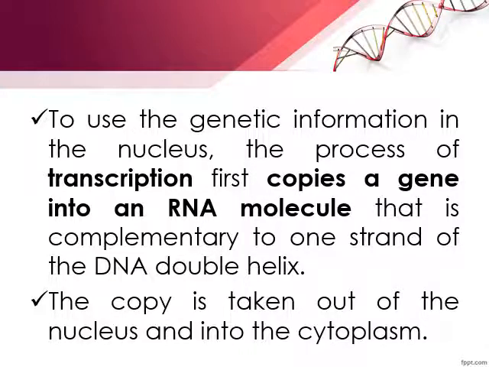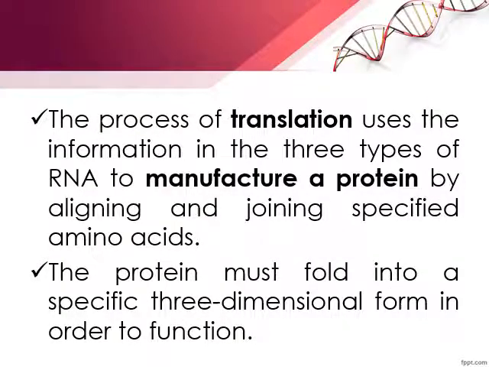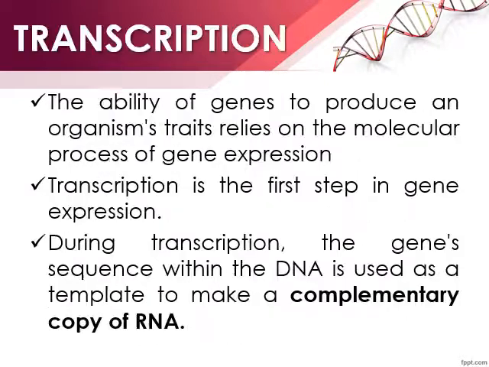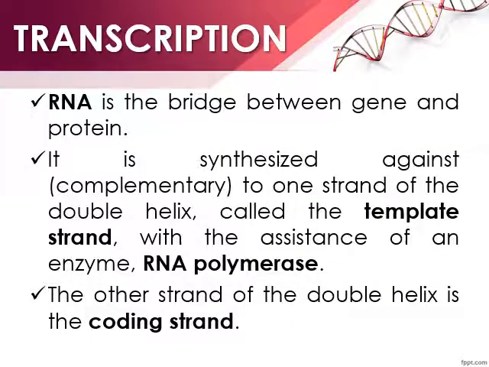To use the genetic information in the nucleus, the process of transcription first copies a gene into an RNA molecule that is complementary to a strand of the DNA double helix. While the process of translation uses information in the three types of RNA to manufacture a protein by aligning and joining specified amino acids. The ability of genes to produce an organism's trait relies on the molecular process of gene expression. During transcription, the gene sequence within the DNA is used as the template to make a complementary copy of RNA. So the RNA is the bridge between the gene and the protein.